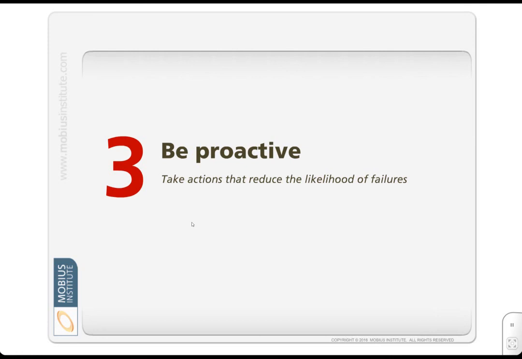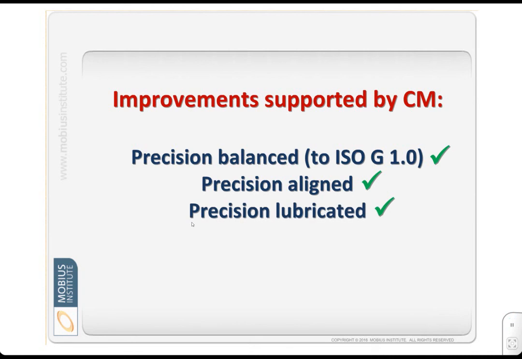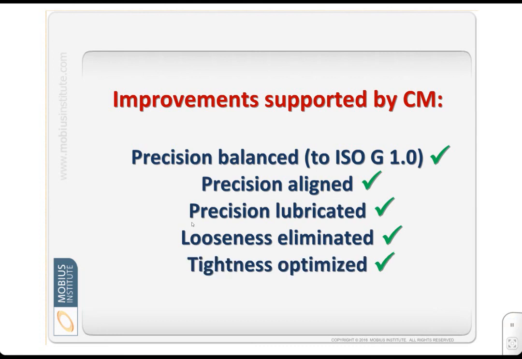This is maybe starting to get outside our particular area of expertise or influence, but we can sure make sure we balance to a very high tolerance and aim for G1.0. Talk to the people who do your balancing and say, can you balance to G1.0? Can you perform precision alignment and soft foot correction, shaft and belt alignment, precision lubrication, eliminate looseness, which is obviously specific to rotating machinery? Tighten to the correct tolerance and tighten bolts in the correct sequence, whether that's on a flange, a pipe, or the machine hold down bolts.